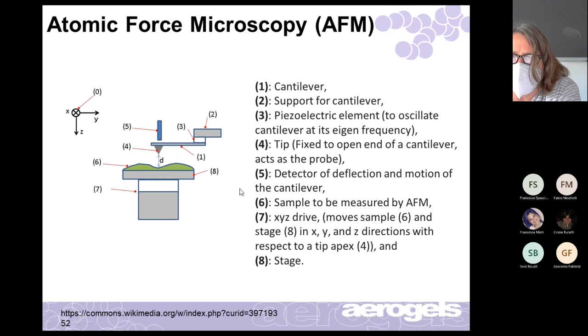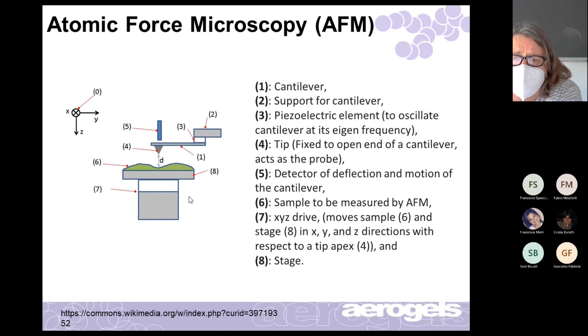Here's your sample. Here's your stage. You lower your probe and then you pull the stage across, and so the little probe goes up and down, and the detector here detects the deflection of that probe. We do have an atomic force microscope at Union. It's a bit finicky to use. It's difficult to prepare your sample. Again, you have a small sample, and you have to make it stick to the surface in some way.